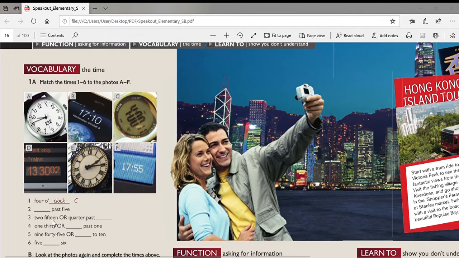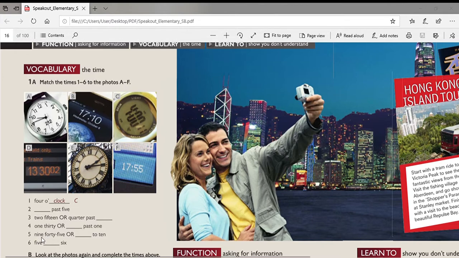Number 3, 2:15 or quarter past. 2:15 is picture E. In other words, 15 minutes can be said like quarter. Up to 30 minutes we use the preposition past, and it's quarter past 2. It's photo E. Number 4, 1:30, picture D, and in other words we can say 30 minutes as half past 1. Half is always used with the preposition past.